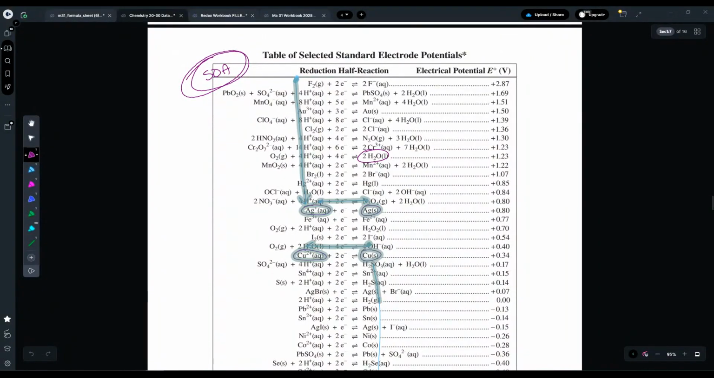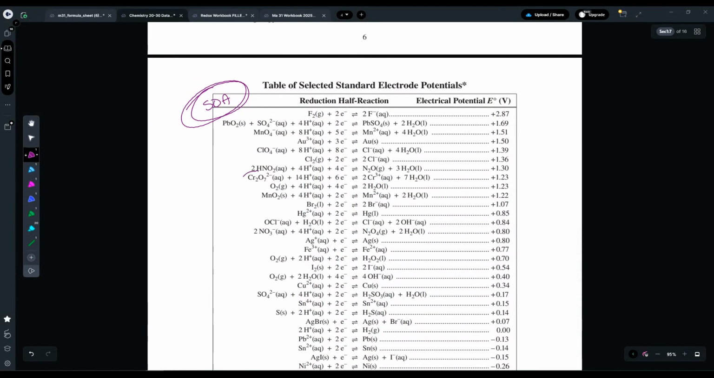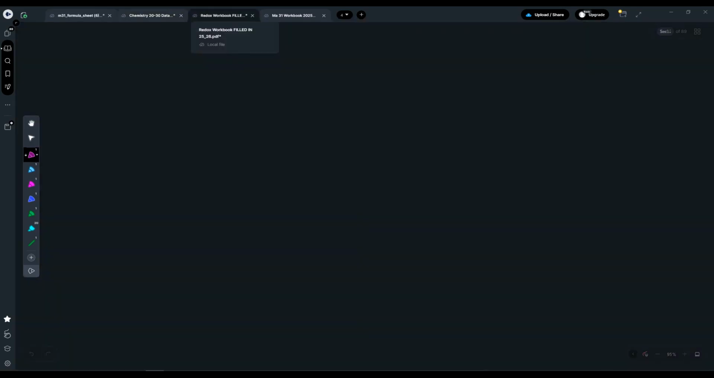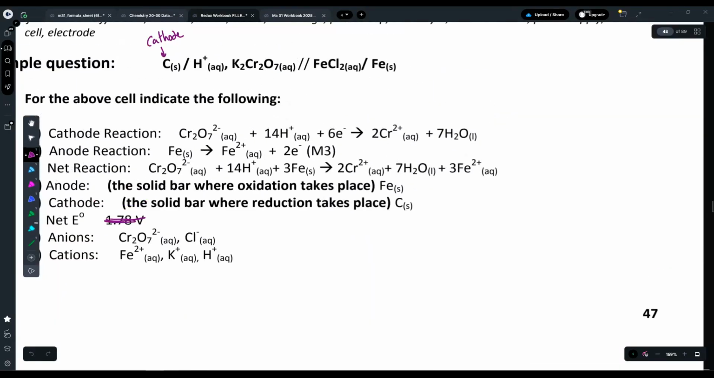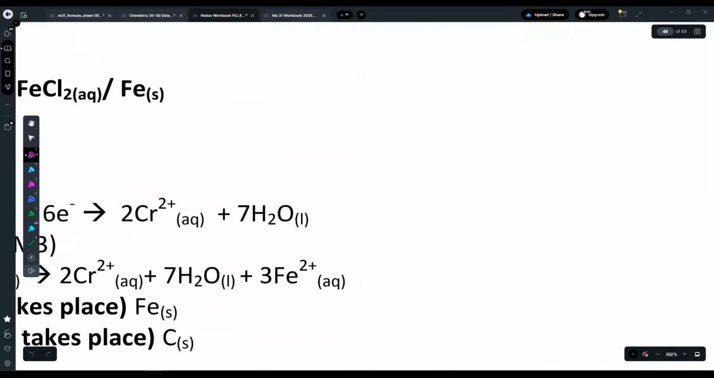So let's clean this up. Okay, so the cathode half reaction is right here. So that has a voltage of positive 1.23. So the SOA reaction, that's a reaction that you write the voltage as is because you wrote that reaction from left to right.